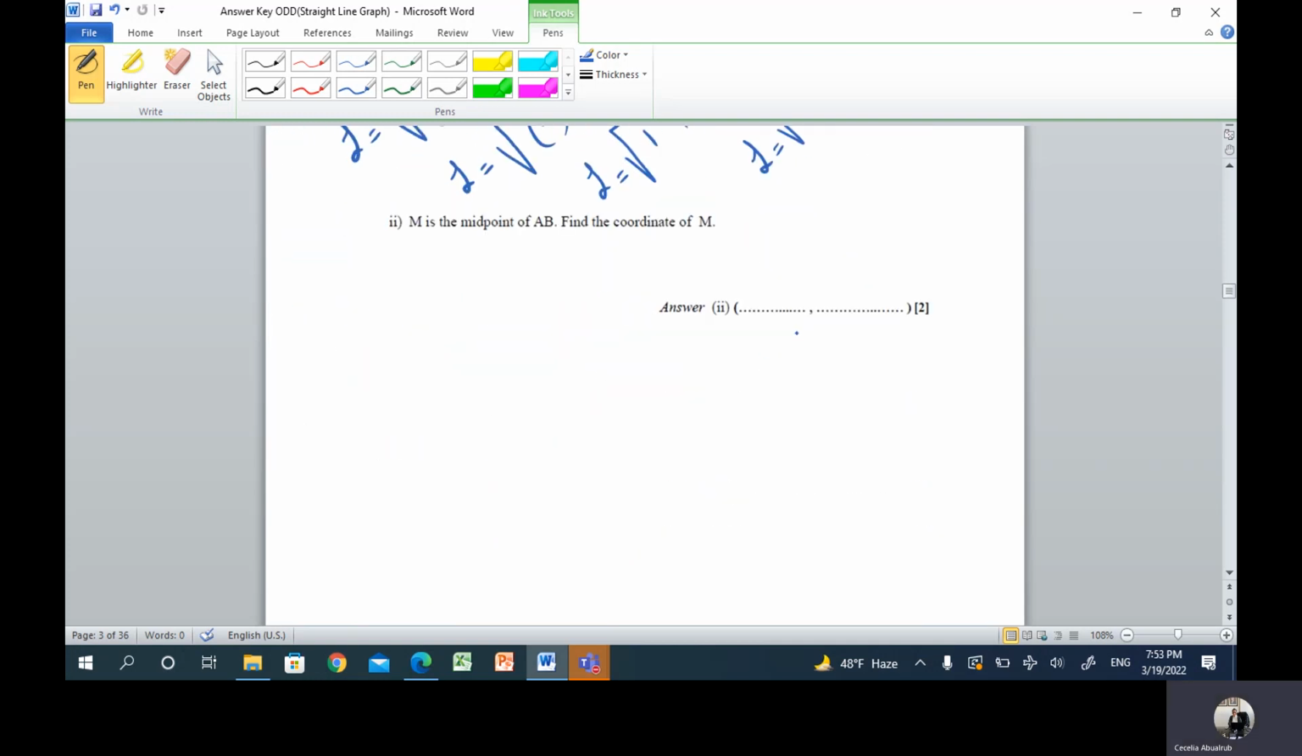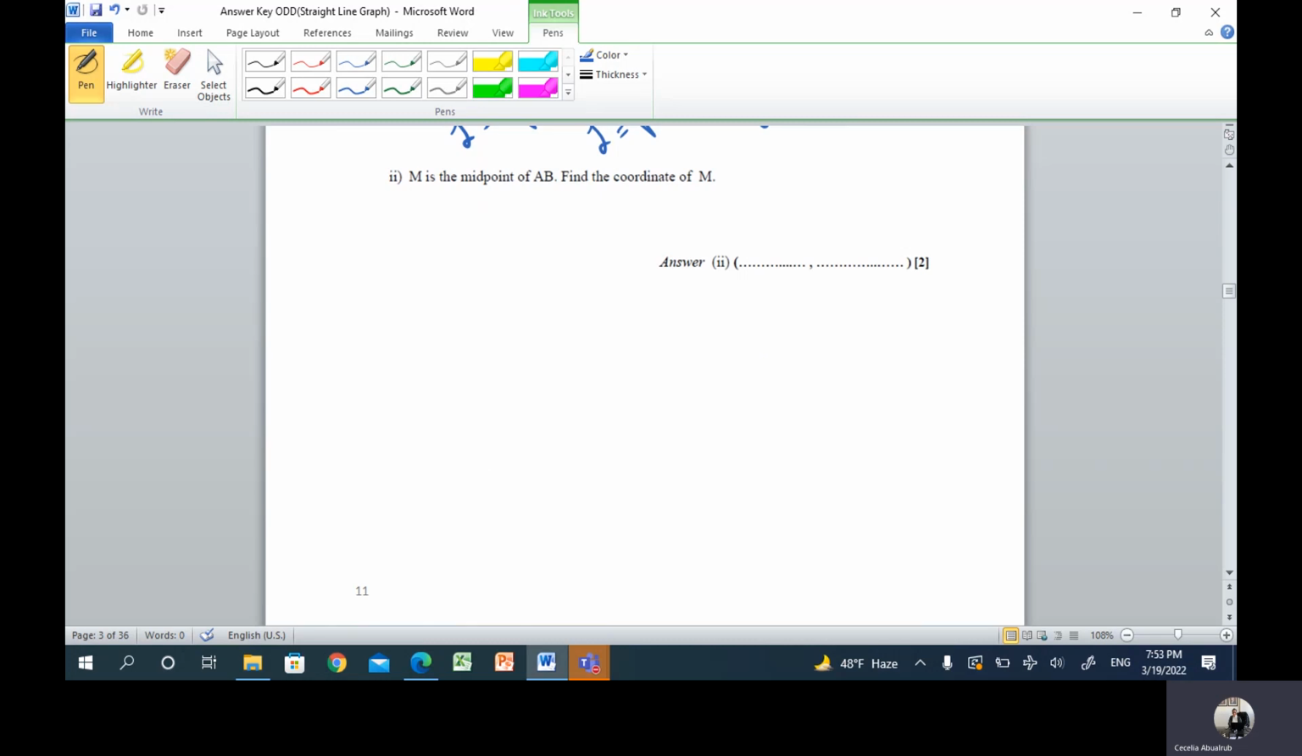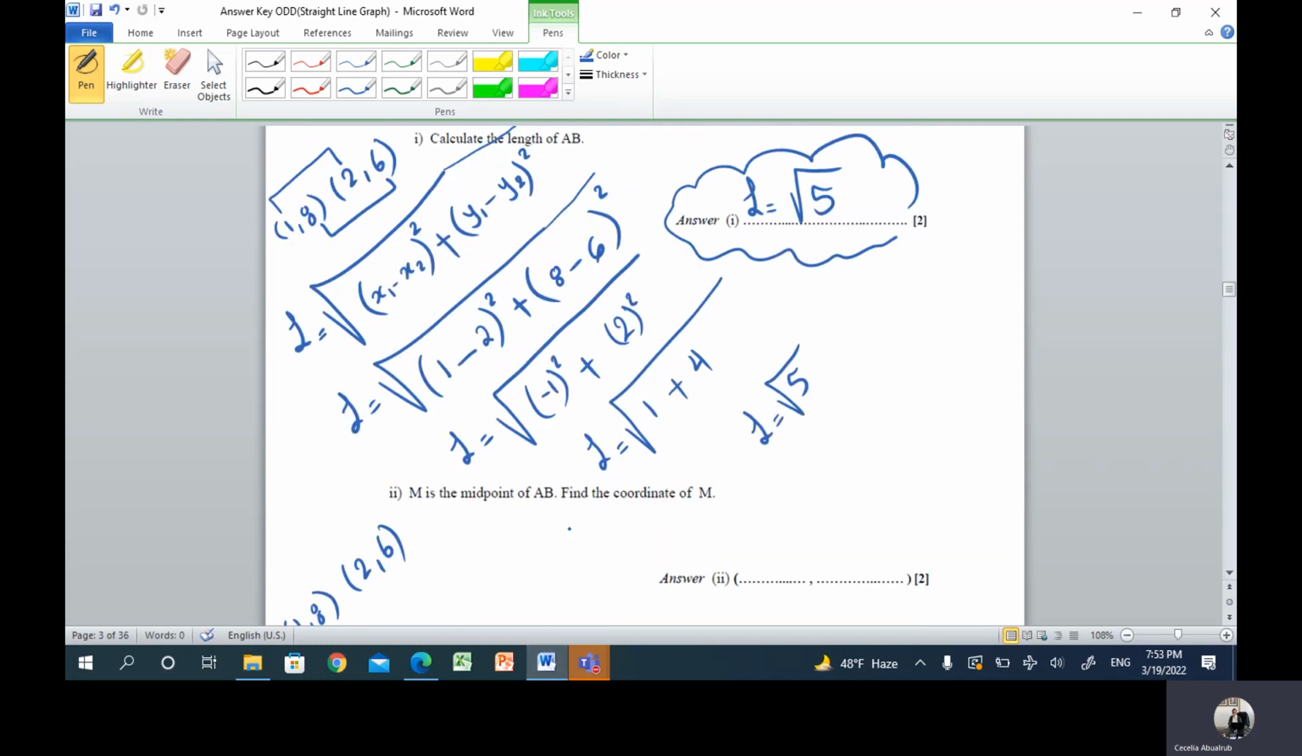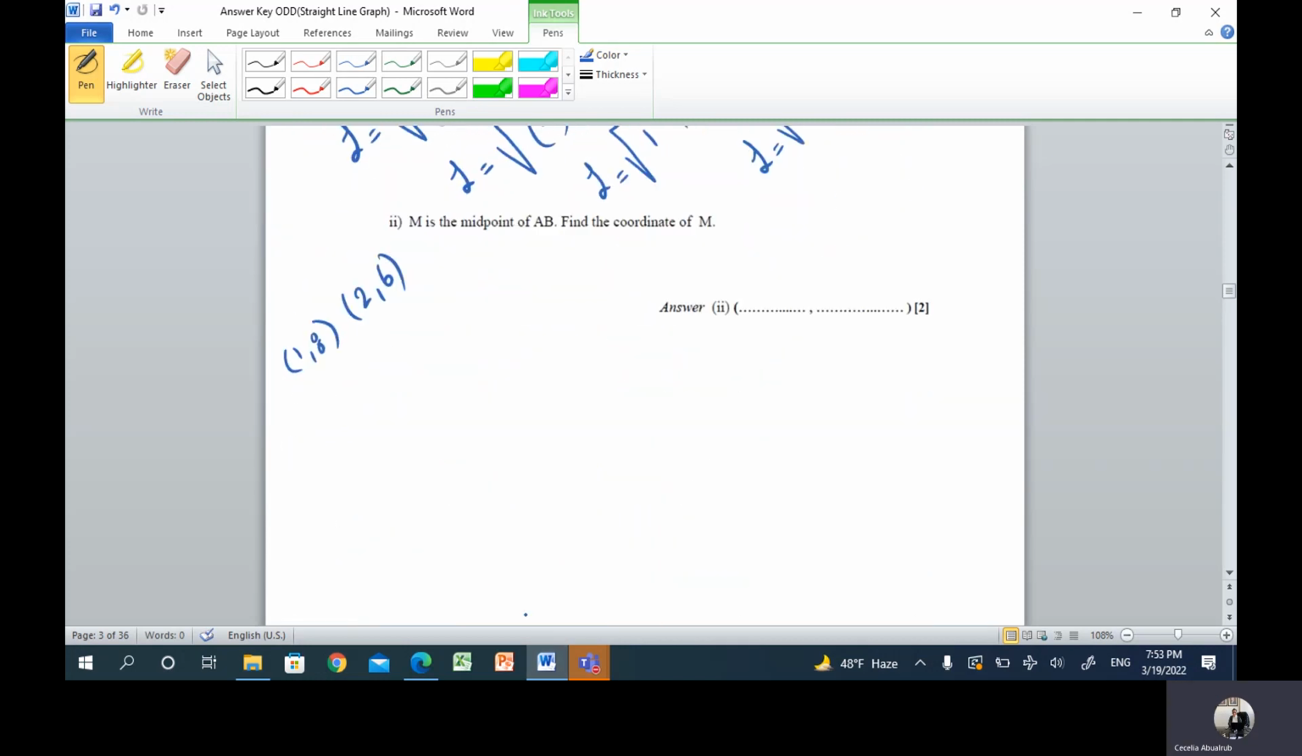Find the midpoint. Another rule that we always need to remember. So we're talking about the 2 points which are given in the question, 1, 8 and 2, 6. We're going to use the rule of the midpoint. So midpoint equals, you open a big bracket with a big comma in the middle, the average of x, so x1 plus x2 over 2, and y1 plus y2 over 2.